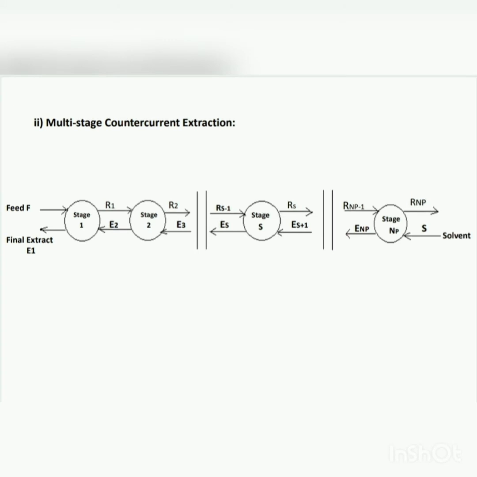In multi-stage counter-current extraction, extract and raffinate streams flow stage to stage in counter-current direction and provide two final products, RNP and E1, as shown in the figure.